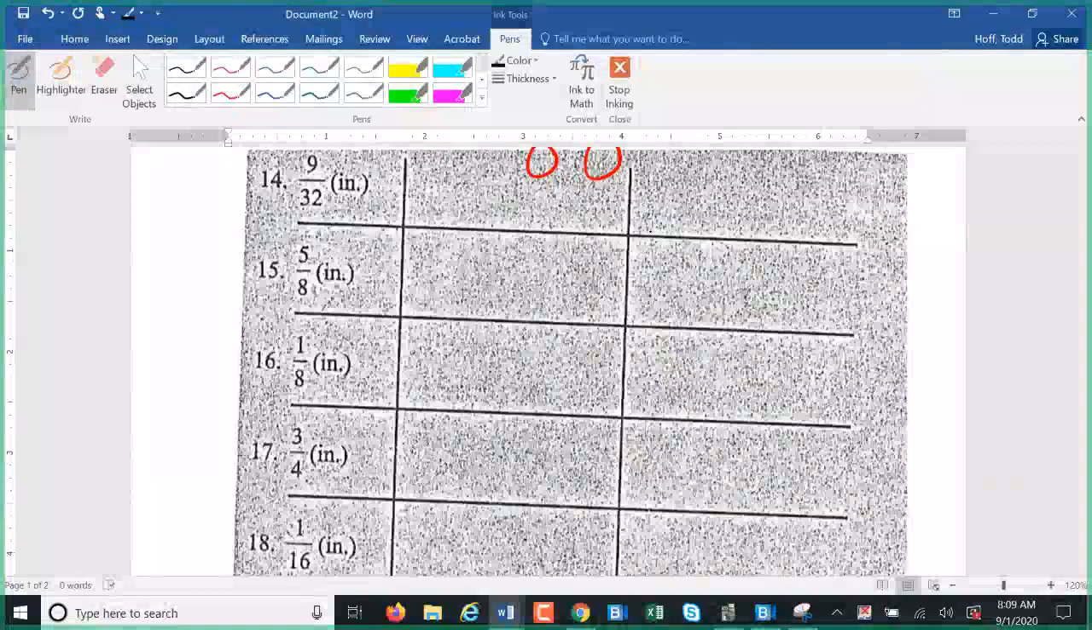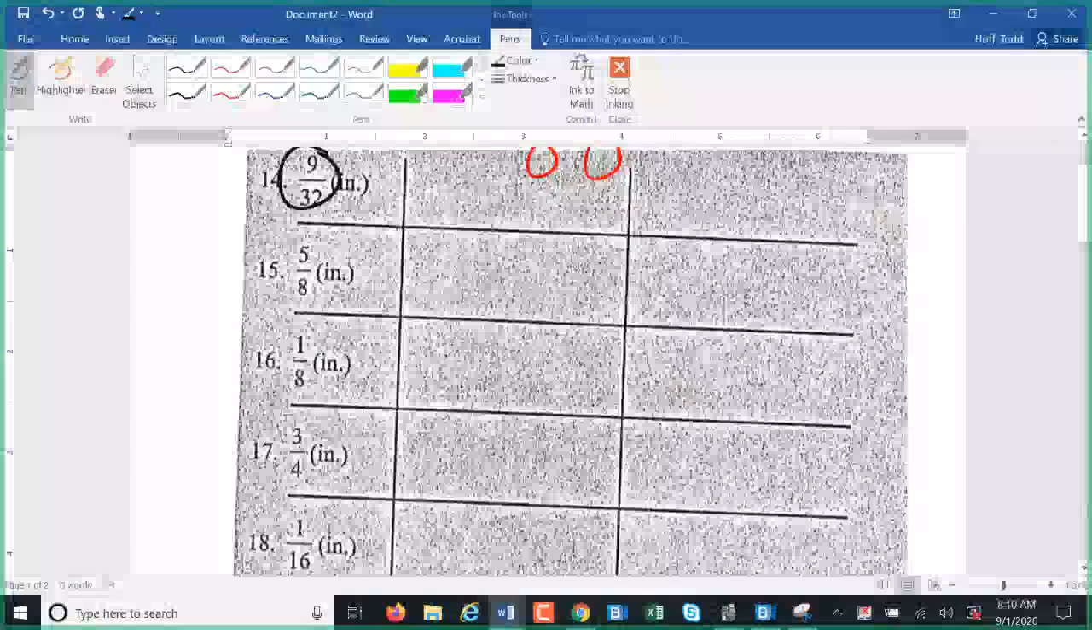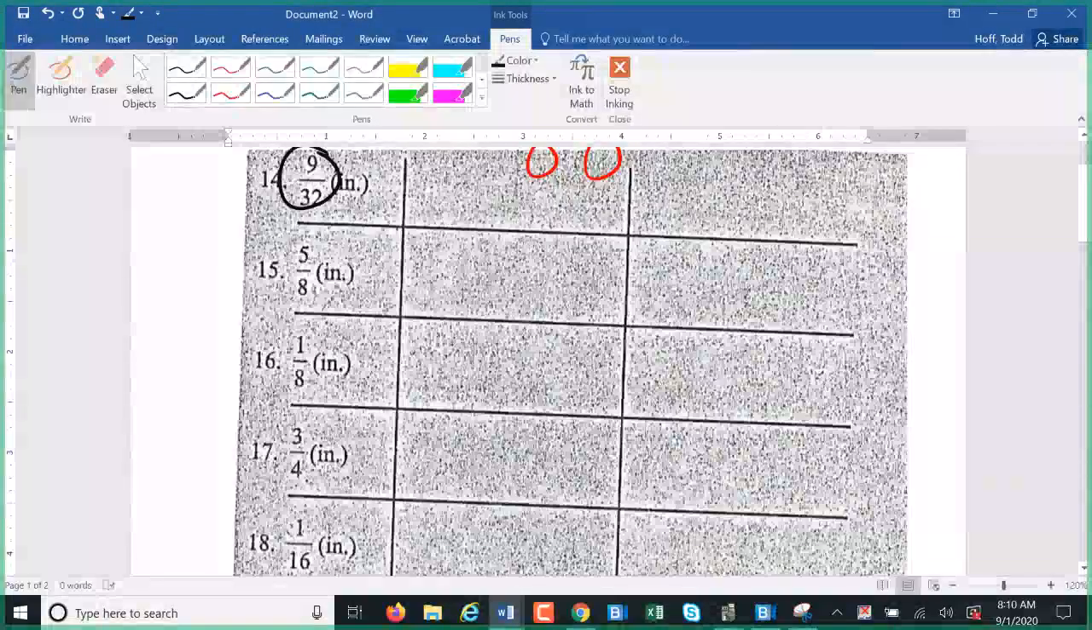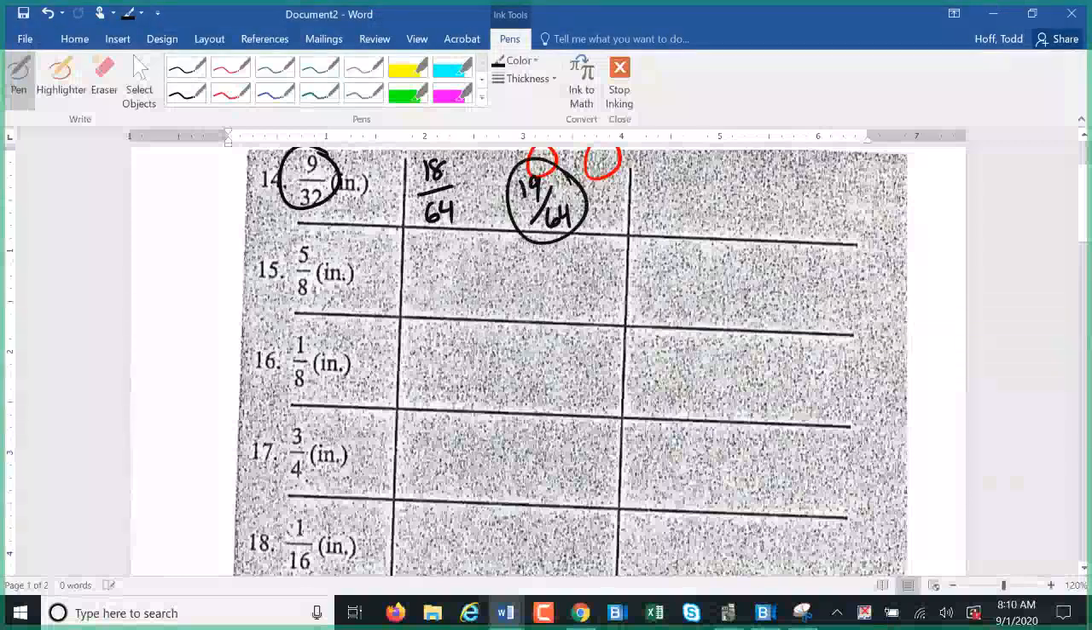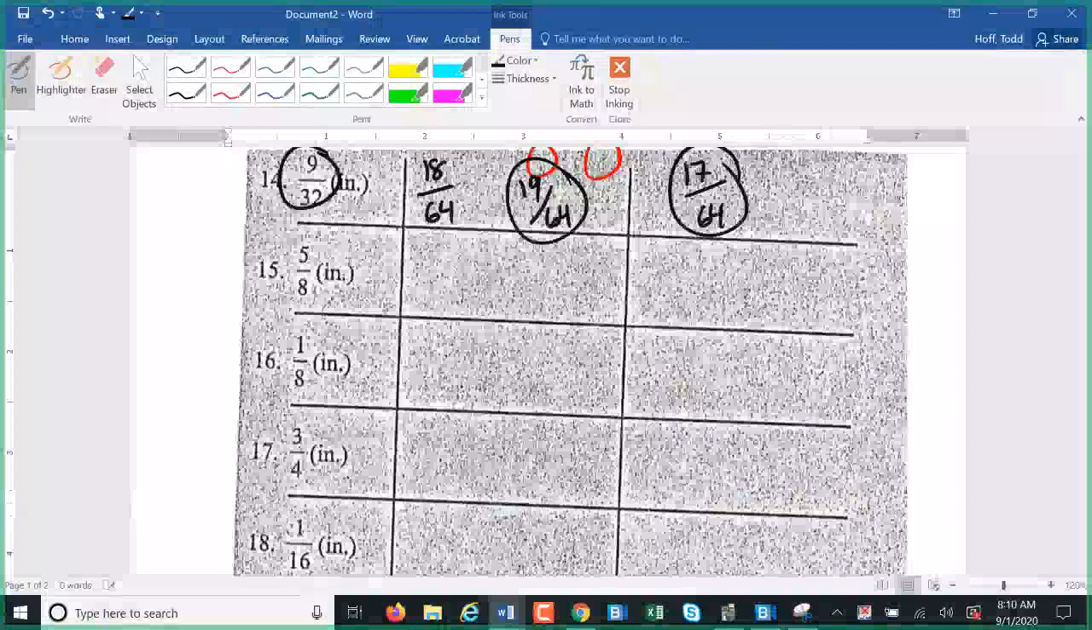So here, to find the next size bigger and the next size smaller, the pattern is really just to convert each of these into 64ths and then add one for the next size bigger and subtract one from the numerator for the next size smaller. So 9/32 is 18/64. So one larger would be 18 plus 1 or 19/64. And one smaller would be 18 minus 1 or 17/64. And so by finding that pattern, you can save a lot of work over having to add a 64th and subtract a 64th.